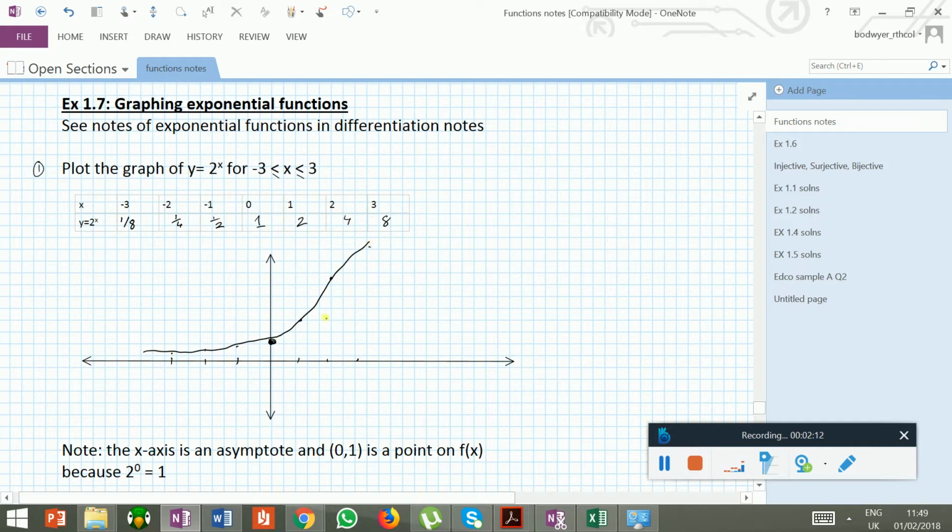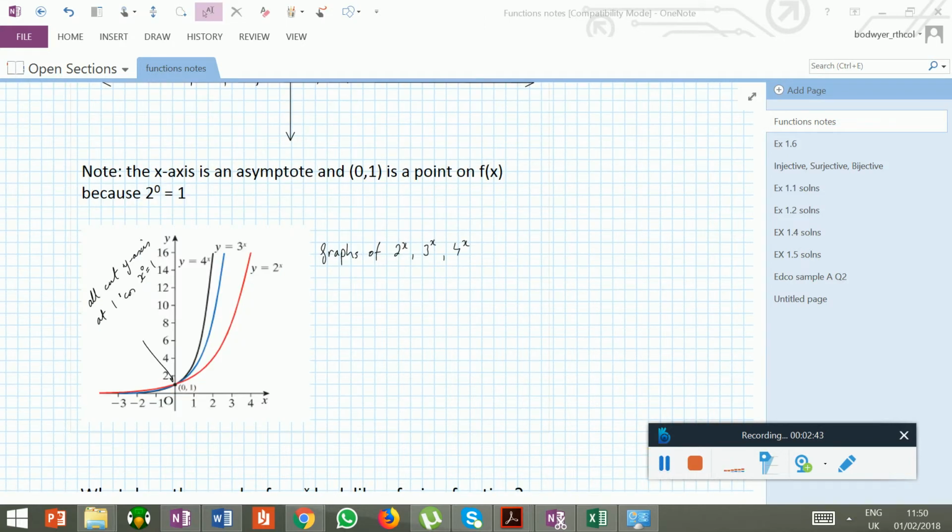A smooth curve, obviously, it's very difficult to do this on the computer. Just to note that the x-axis is what we call an asymptote. So if you were to continue on down here, the graph would always head towards the x-axis, but would never quite get there. And also the point 0, 1 is always on the graph, because 2 to the 0 is equal to 1, or any number to the power of 0 will be equal to 1. So 0, 1 is common to all power graphs.